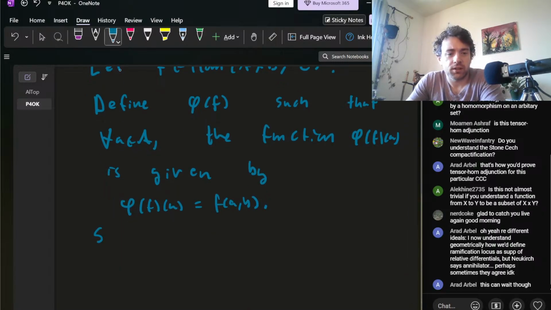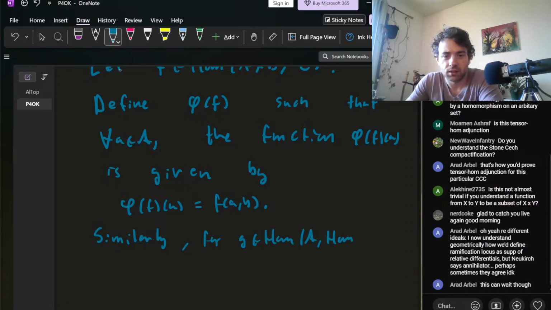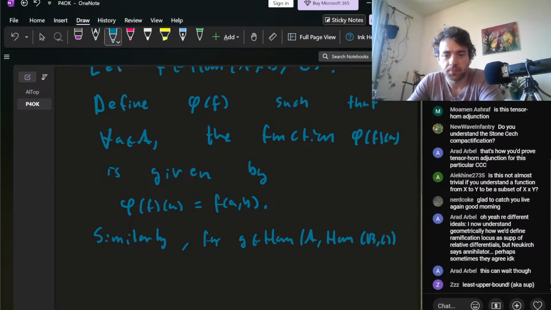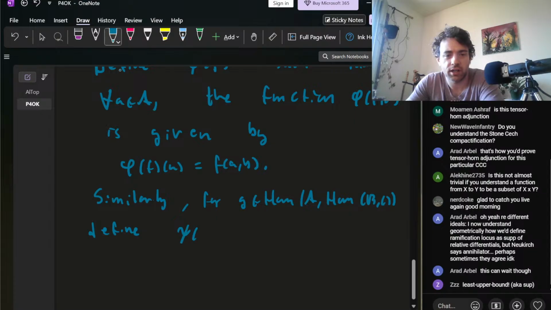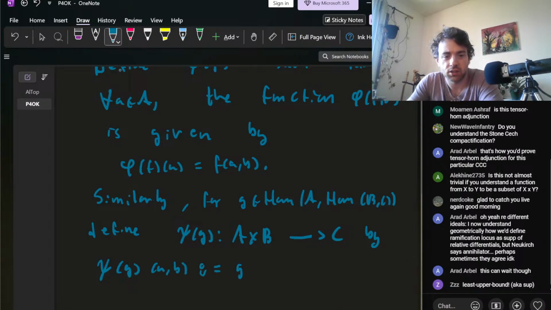So similarly, for G in Hom(A, Hom(B, C)), define psi G from A cross B to C by psi G (A, B) defined to be G at A, G at B.